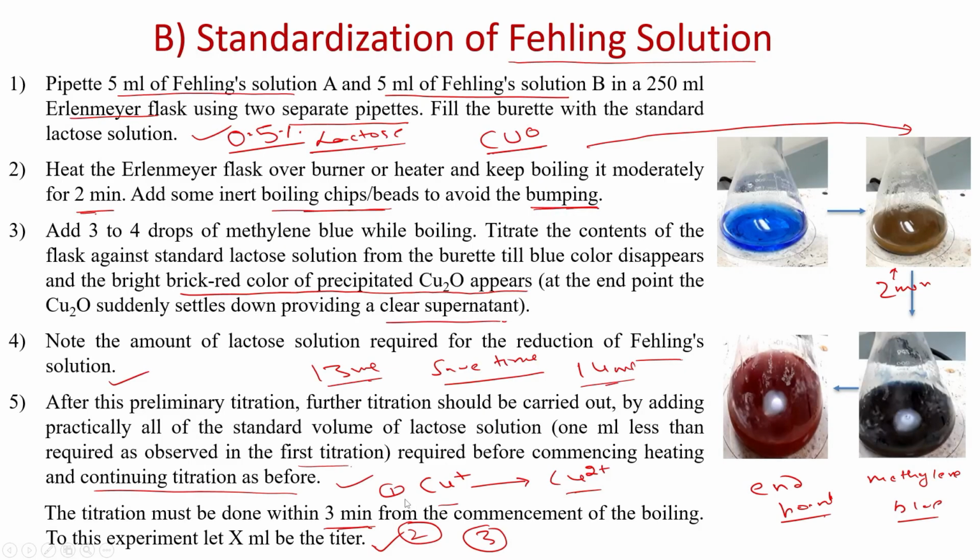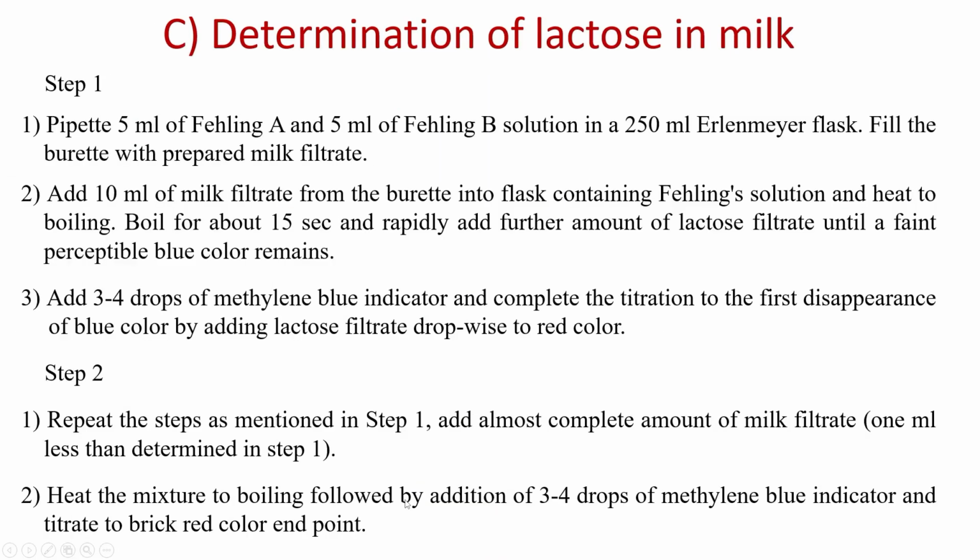Okay, in this titration. Now if you want to determine the lactose in milk, here we will take 5 ml of Fehling solution in a 250 ml conical flask. Fill the burette with the prepared milk filtrate, because we want to determine the lactose in the solution which is devoid of fat and protein, that we have obtained using 10% TCA.